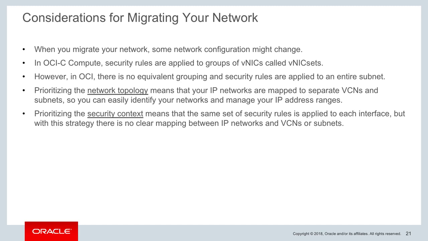You can prioritize your VCN creation in OCI by following two approaches. One is you prioritize the network topology or prioritize the security context. Prioritizing the network topology means that your networks are mapped to separate VCNs and subnets, so you can easily identify your networks and manage your IP address ranges. Prioritizing the security context means that the same set of security rules is applied to each interface. But with this strategy, there is no clear mapping between IP networks and VCNs or subnets.